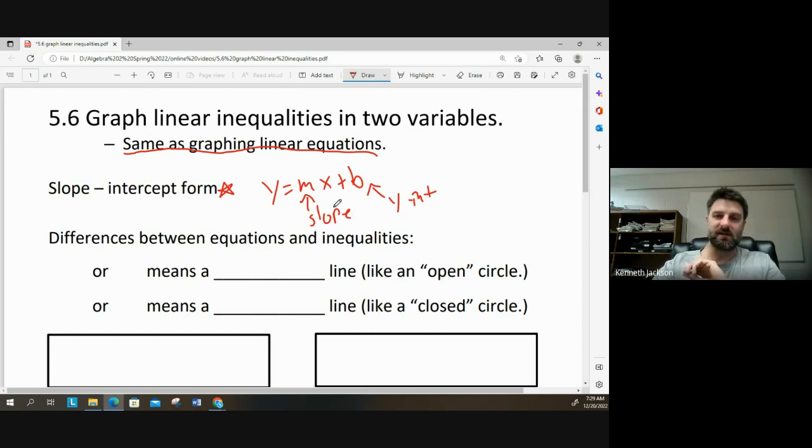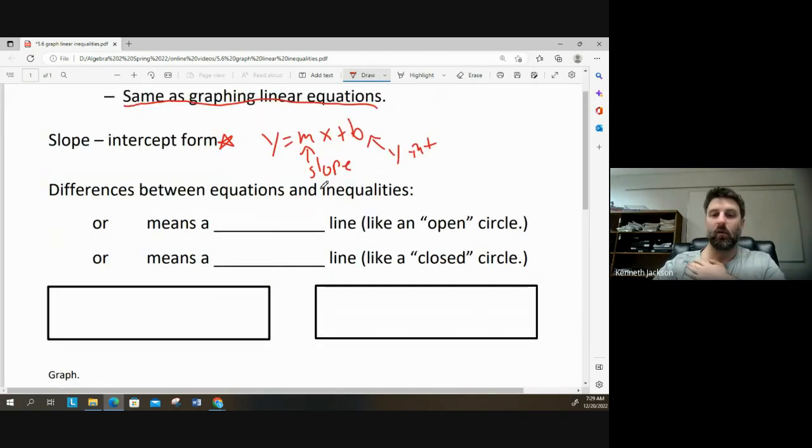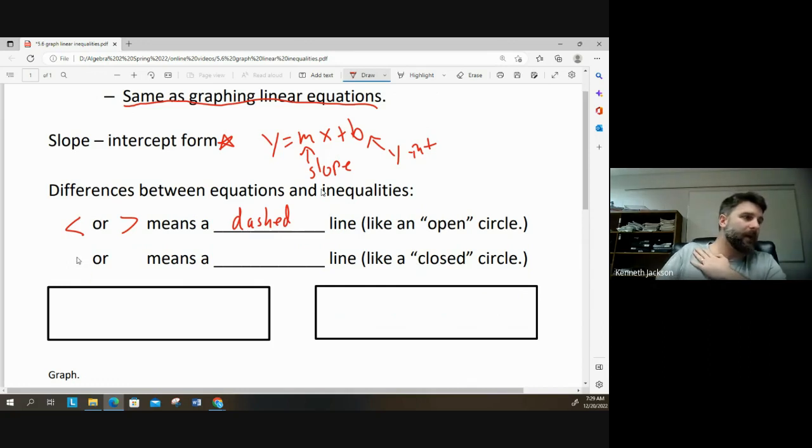Now, there are some differences with inequalities to equations, and those differences come down to what the inequality sign is. If the inequality sign is less than or greater than, that means that we have a dashed line. We can think of this like our open circle from Algebra 1, not equal to. If our inequality sign is less than or equal to, greater than or equal to, that means that we have a solid line. You can think of that as our closed circle from Algebra 1. So that takes care of the line.